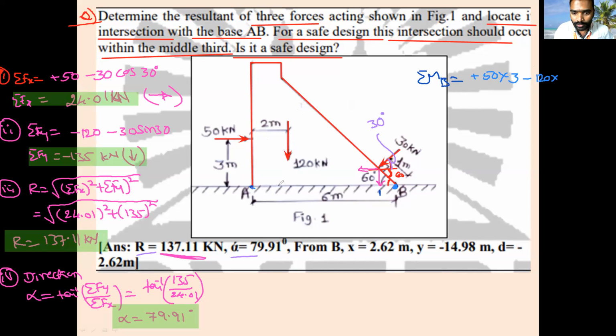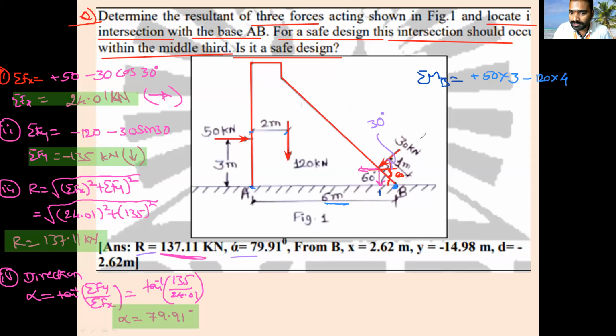How 4 meter? A to B is how much? It is 6 meter given, and A to this force is 2 meter. Then the remaining distance is 4 meter. Are you getting this 4 meter? Everyone, is it clear? Yes, sir. Okay.